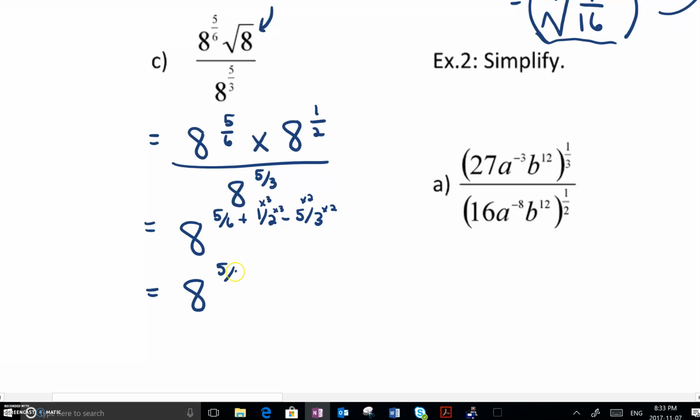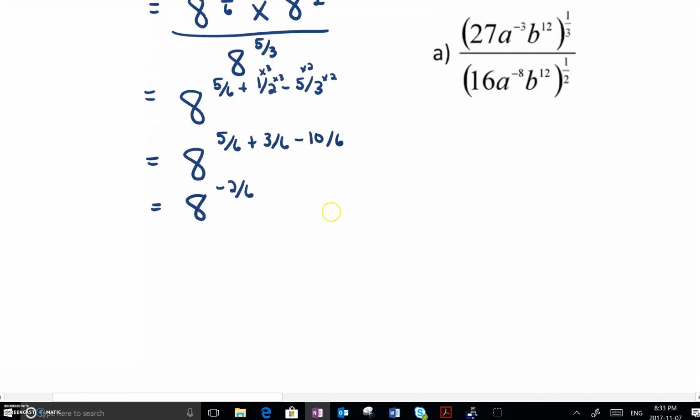So this becomes 8 to the power of 5 over 6 plus 3 over 6 minus 10 over 6. When we add or subtract fractions, we just add the top. So 5 plus 3 is 8. 8 minus 10 is negative 2. Don't forget to reduce. Extremely important to reduce. This gives us negative 1 over 3 if we divide both the top and the bottom by 2.